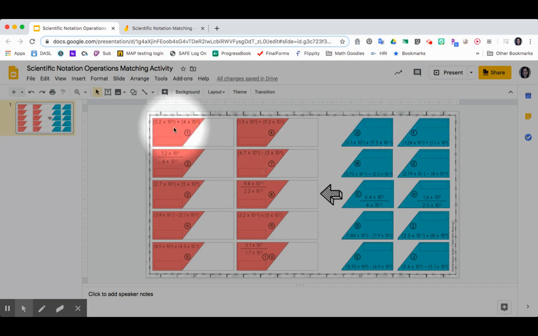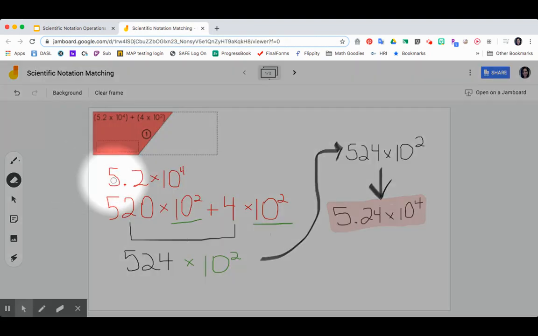Okay, so we're going to go through two of them together. So I have taken card number 1 and card A and worked them out as best I could digitally. So for this card number 1, we have 5.2 times 10 to the 4th plus 4 times 10 to the 2nd. So remember, when you're adding or subtracting, you need to make sure that your powers or your exponents are the same.